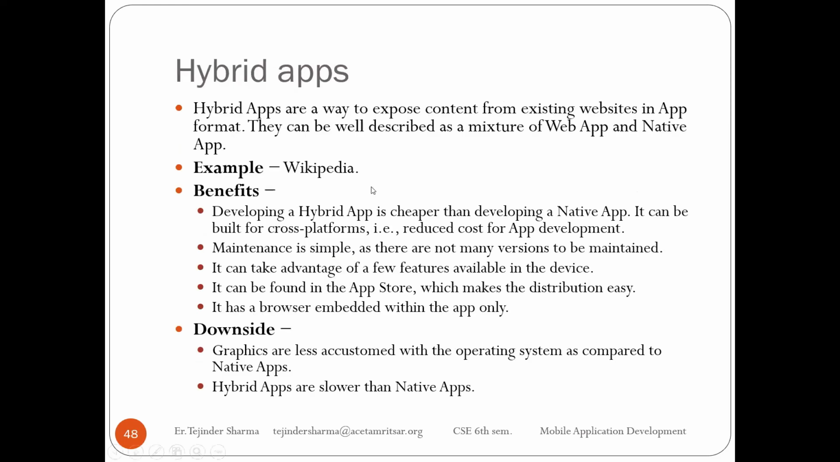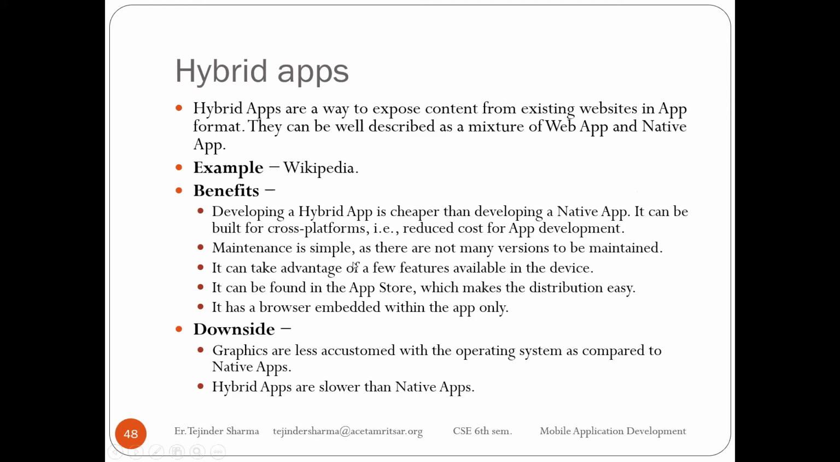Then we have the hybrid apps. These are a way to expose the content from an existing website in app format. That means existing website data can be in app format, just like Wikipedia. Developing a hybrid app is cheaper than developing a native app, and it can be used across platforms for reduction of the cost of app development.